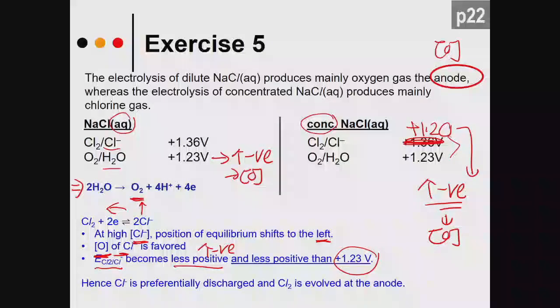So when you are using concentrated NaCl, Cl minus is the one that is discharged, and hence Cl2 is formed. So this is the equation that represents the oxidation of your Cl minus.